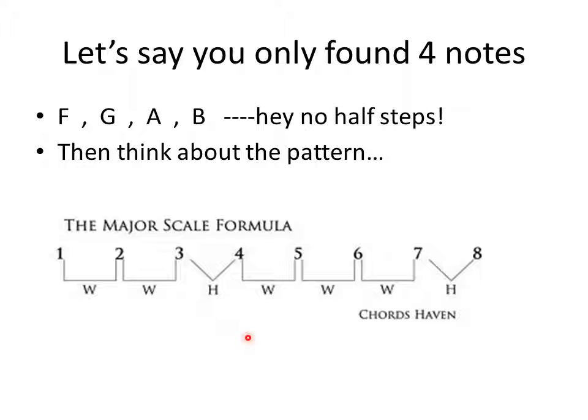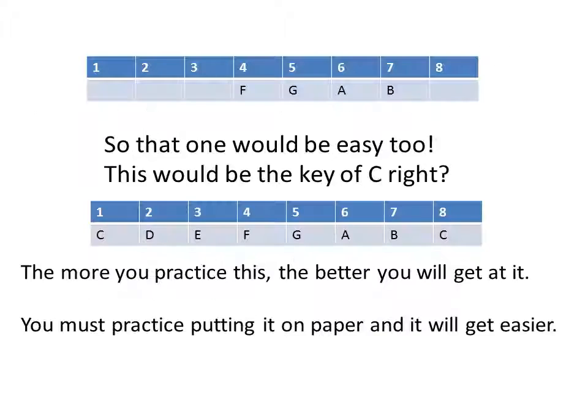If you think about it, right here, 4, 5, 6, and 7, between 4 and 5 is a whole step, between 5 and 6 is a whole step, between 6 and 7 is a whole step. Hey, maybe F is number 4, G is number 5, A is number 6, B is number 7. I mean, do you see the logic? You just use the information you have and kind of go from there and just play detective and figure it out.